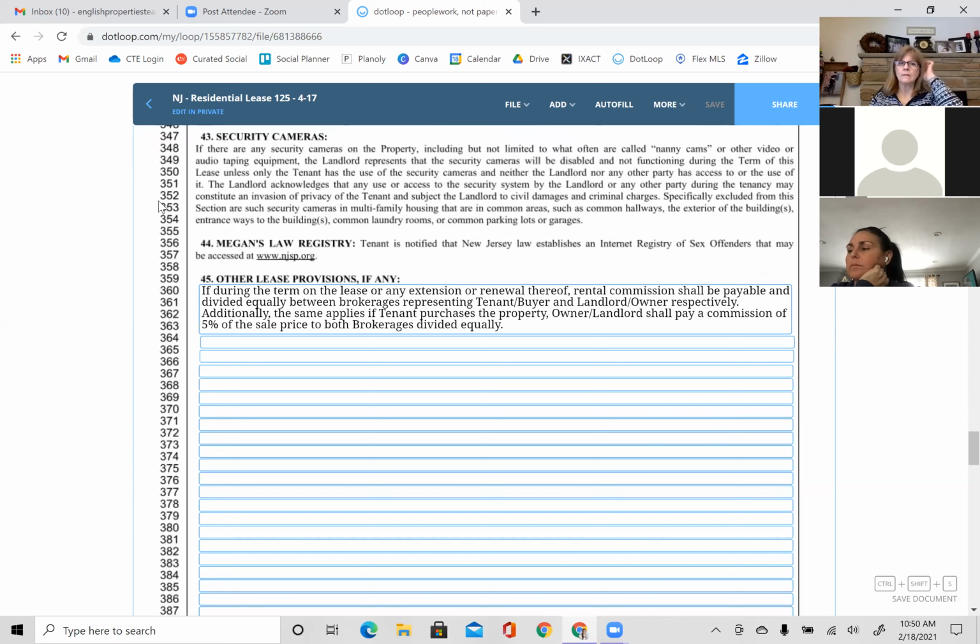Security cameras. If there are any security cameras, the landlord represents that the cameras will be disabled and not functioning during the lease, unless the tenant has access to the cameras too. For example, you can't have cameras inside the house and not provide the tenant access to them to review them. They can have the cameras, and if both parties have access to them, then that's fine.